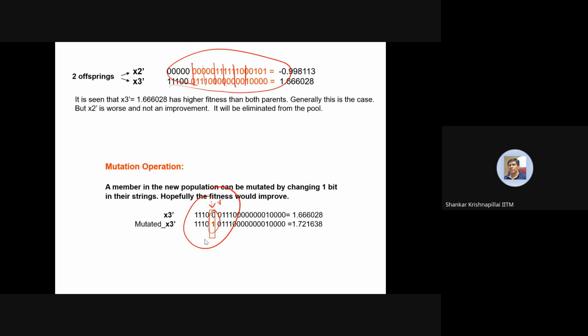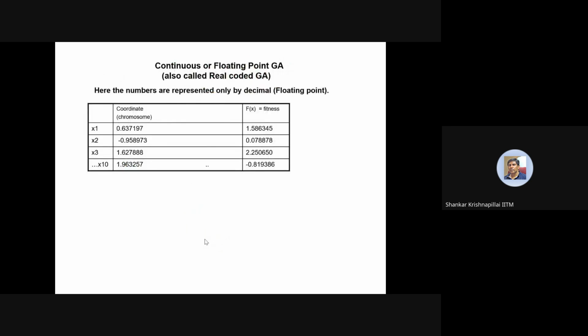Now later on, people found that there's no need to convert the decimal numbers to binary, cut the strings, swap the tails, and then reconvert them to real numbers. So people found that you can have a continuous, floating point or decimal genetic algorithm without any need for binary numbers. Here the numbers are represented in the usual way, just by decimal notation. So what will we do in this continuous and floating point GA, and how is it different from binary GA?